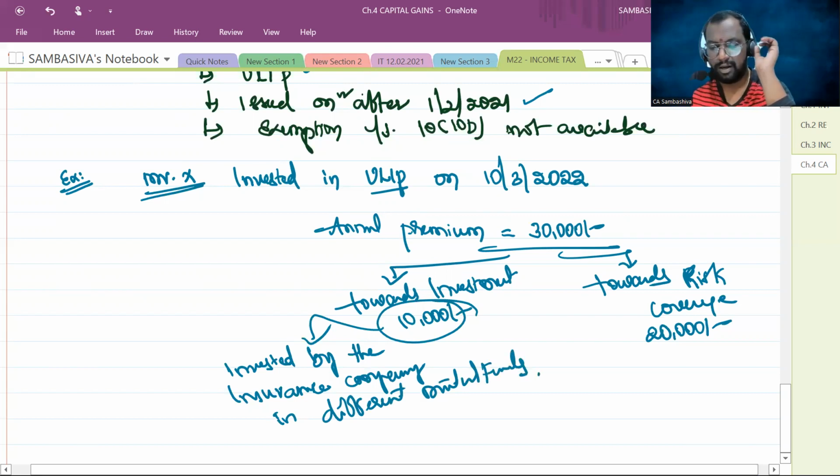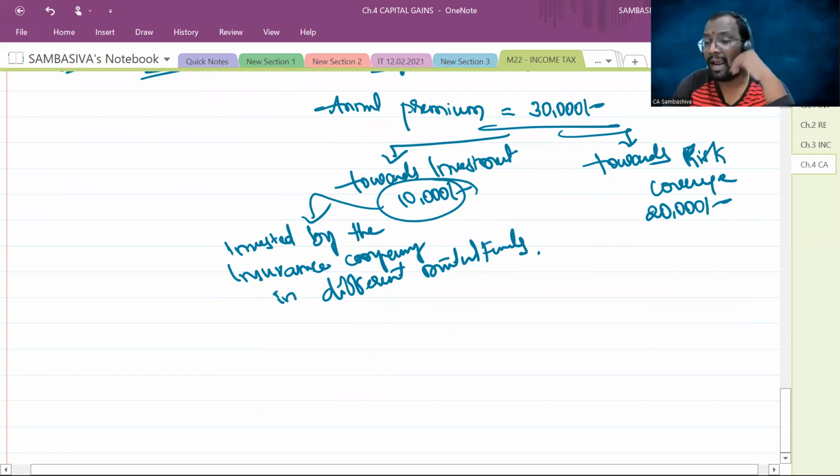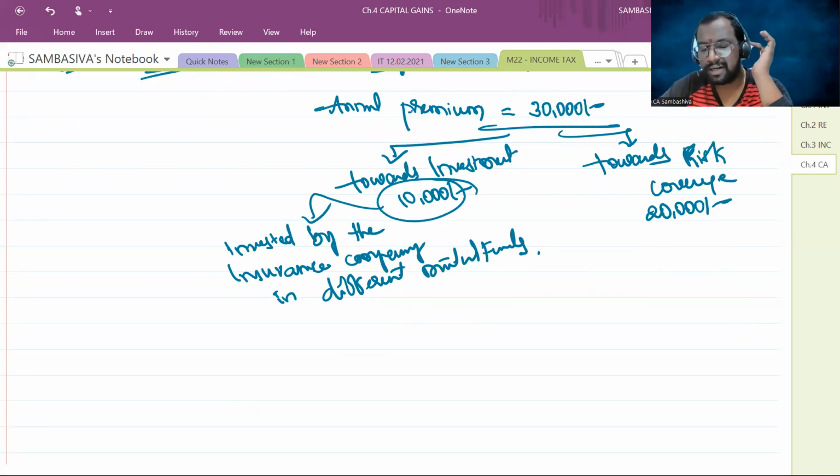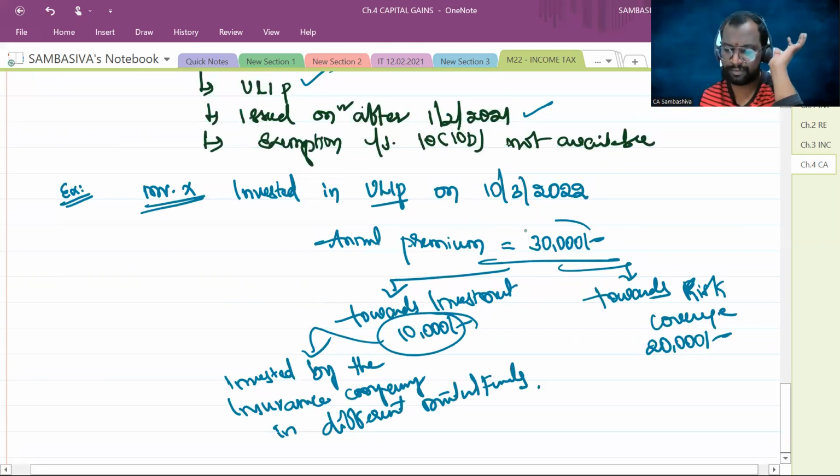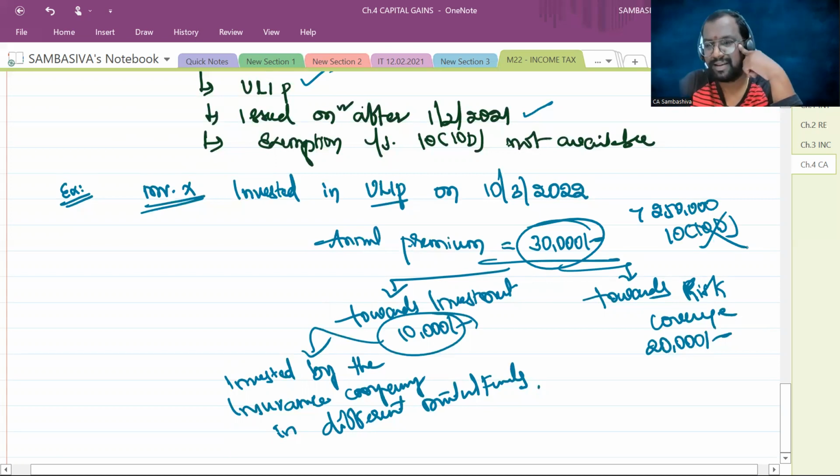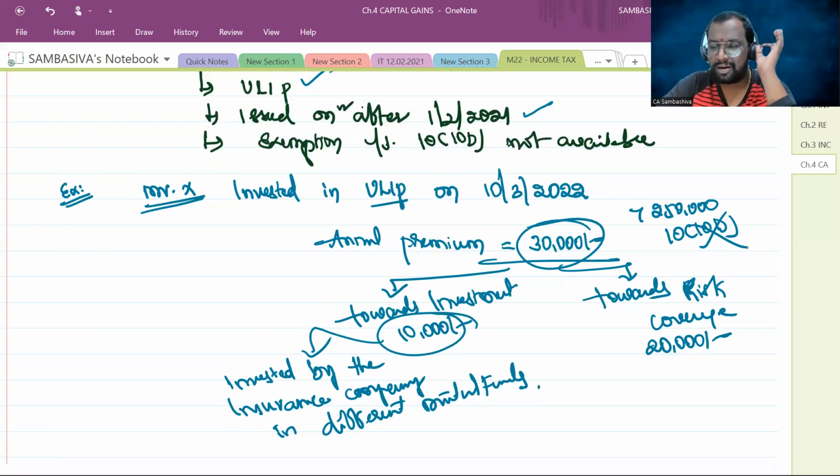Are you following, sir? Now the third condition is that the exemption benefit under section 10(10D) should not be allowed because the annual premium paid exceeds 2,50,000. In case the annual premium paid by you is greater than 2,50,000, then the 10(10D) benefit is not available to you. The exemption under section 10(10D) is not available to you. You have to make sure that the annual premium is less than or equal to 2,50,000 during the term of the policy. Let us assume that the term of the policy is 10 years.